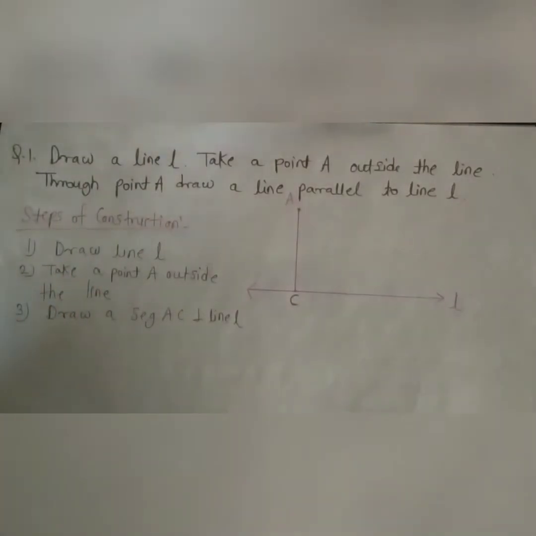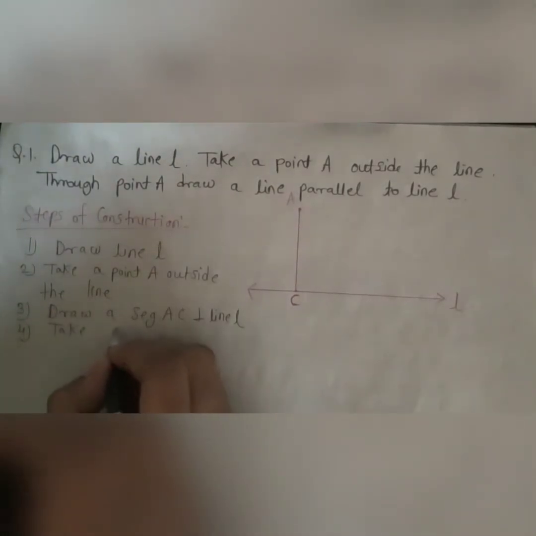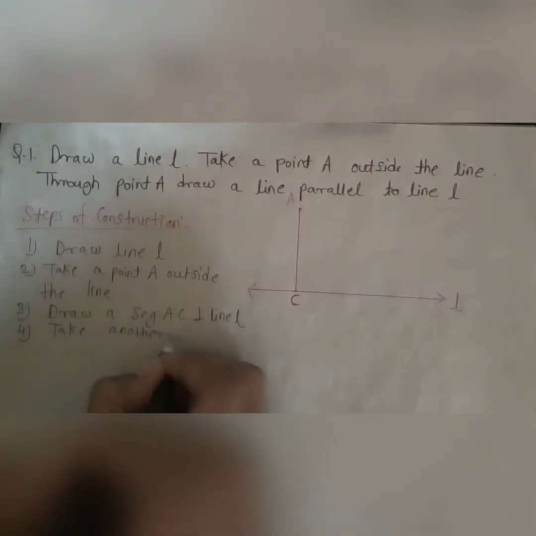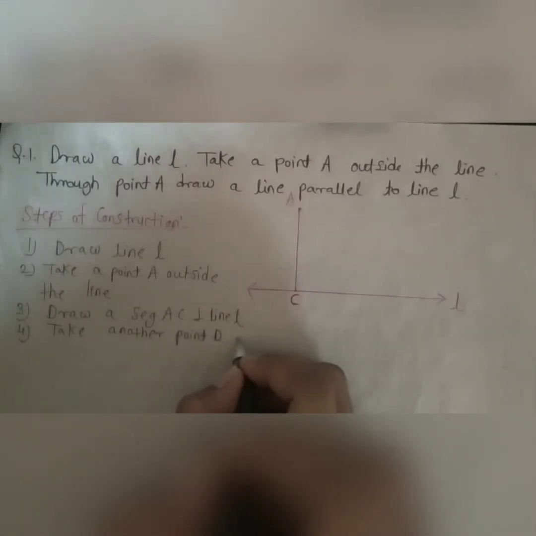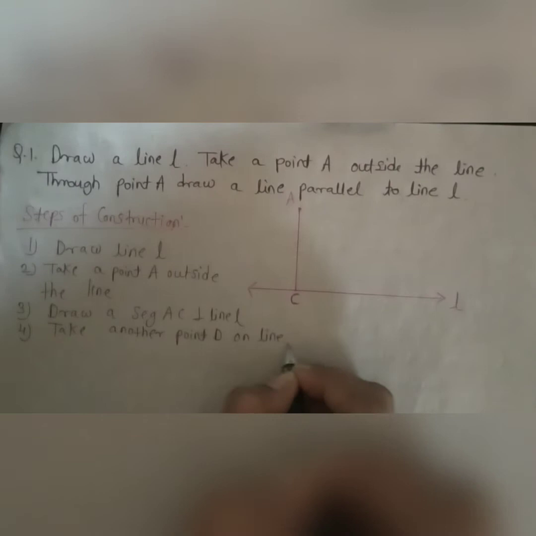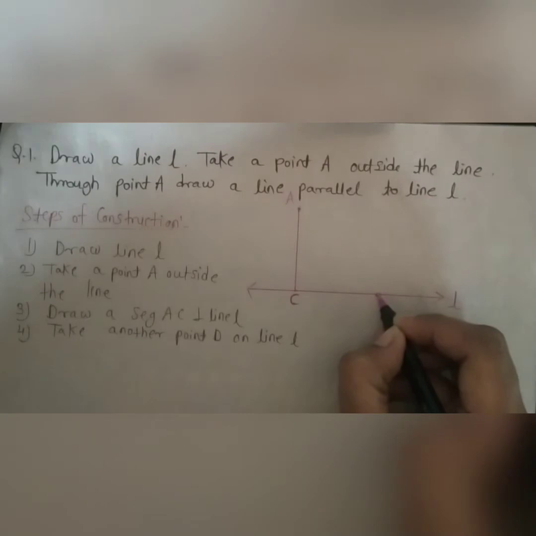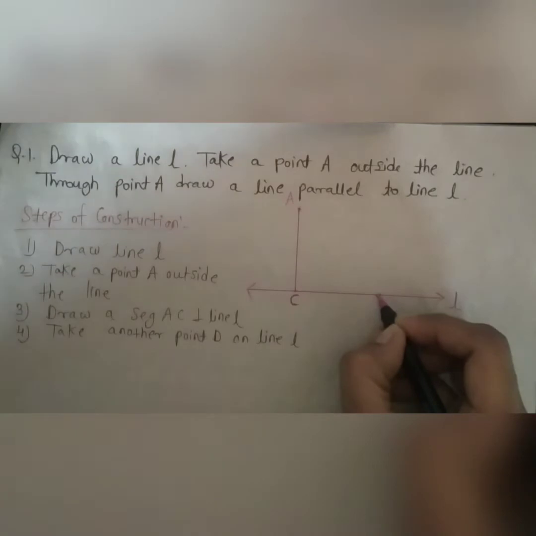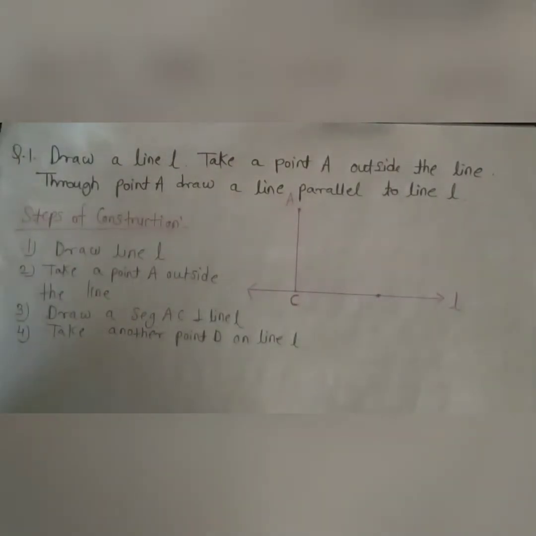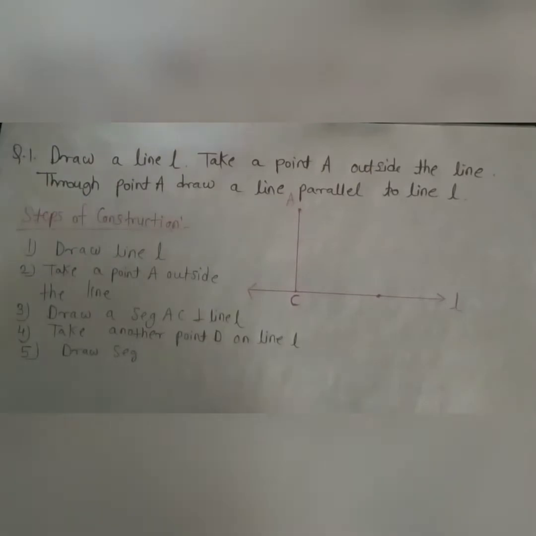Then our next step is take another point. Suppose D, take another point D on line L. Suppose my point D is somewhere here and point D is on the line. Suppose this is my point D.